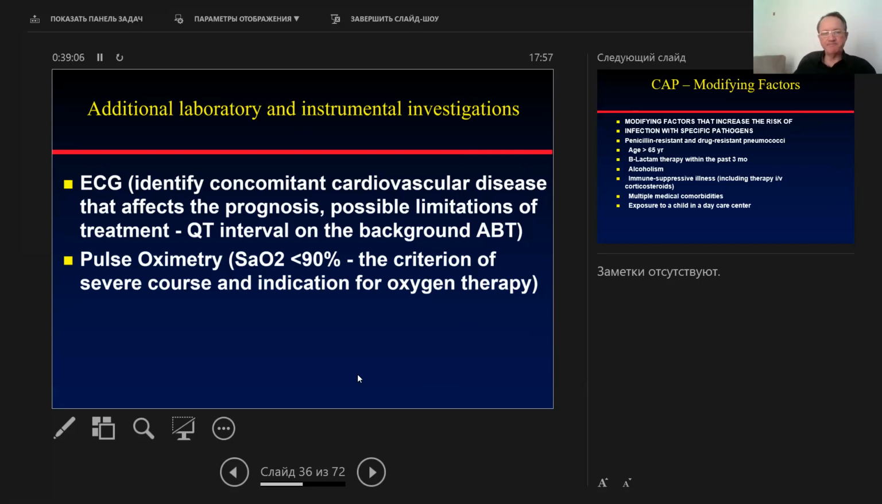Pulse oximetry, this method helps you to detect acute lung failure and the stage of acute lung failure. For example, if the saturation of oxygen is from 90 to 94, it's first degree of acute lung failure. From 75% up to 89, it's second degree, and below 75%, it's third degree of acute lung failure. It's because we can't evaluate acute lung failure only by respiratory rate.